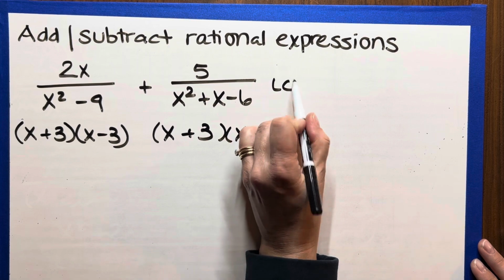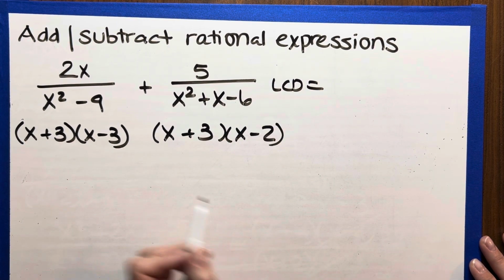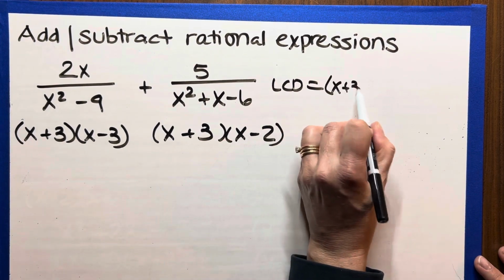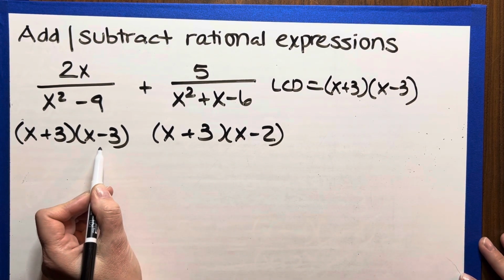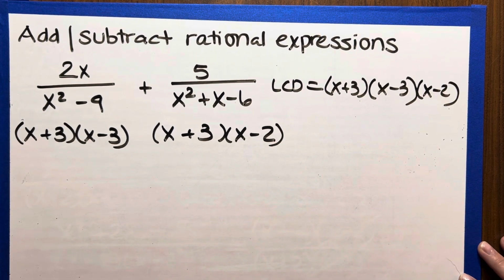So anything that appears in either fraction, I need to include in my LCD. They both have an x plus 3, I need that. The first one has an x minus 3, I need that. And the second one has an x minus 2, so I need to use that.